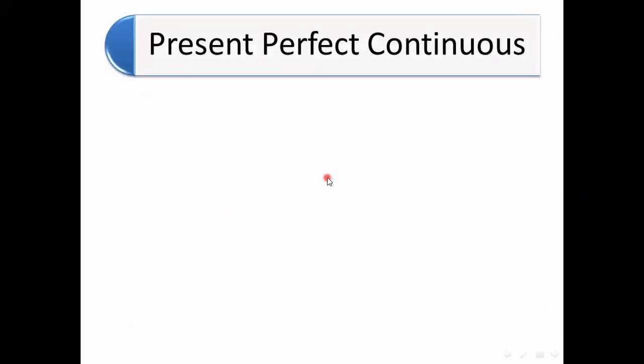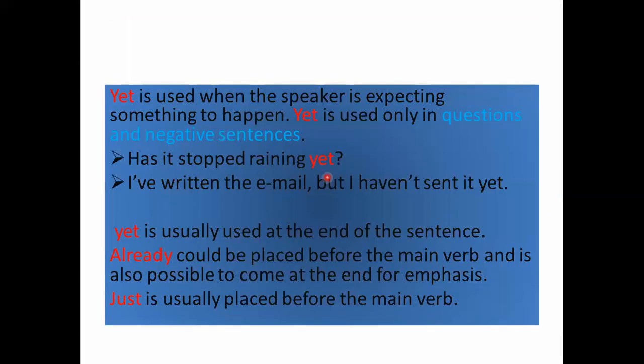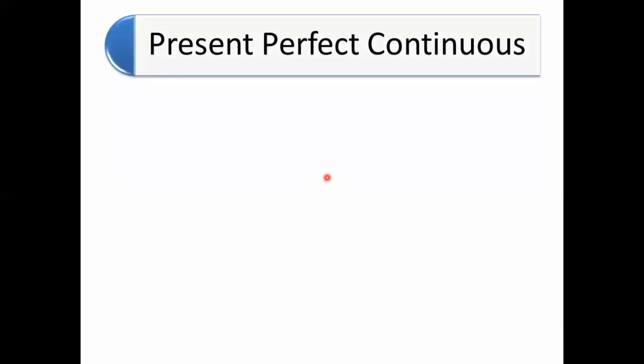So these are the main points regarding the present perfect tense. Now we move to study another tense, which is called the present perfect continuous, or the present perfect progressive.